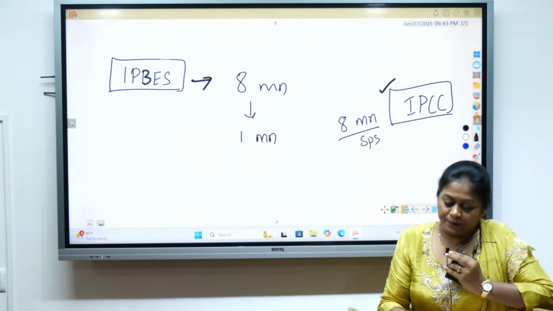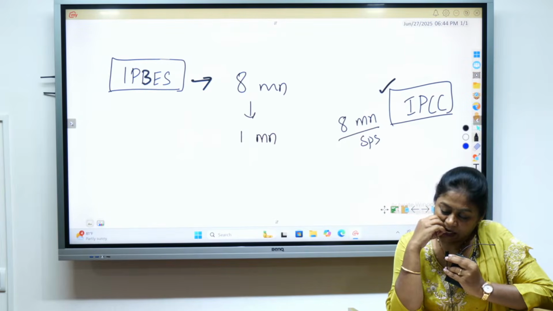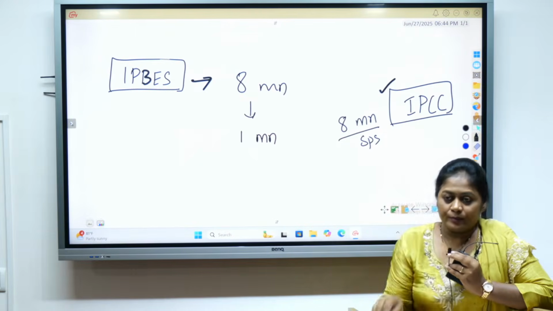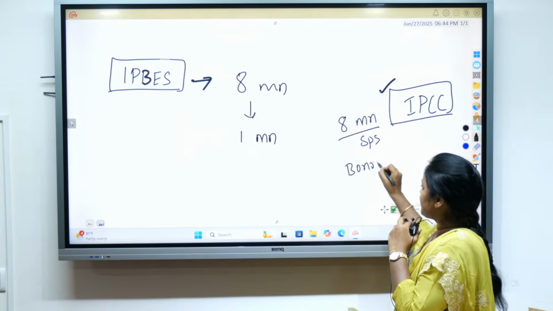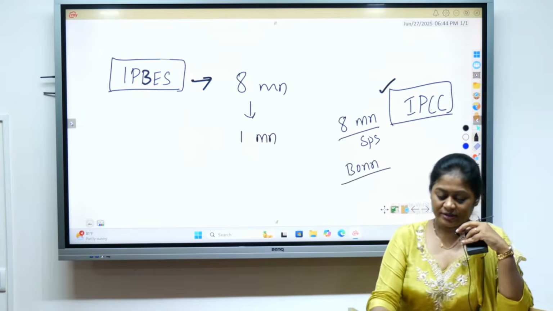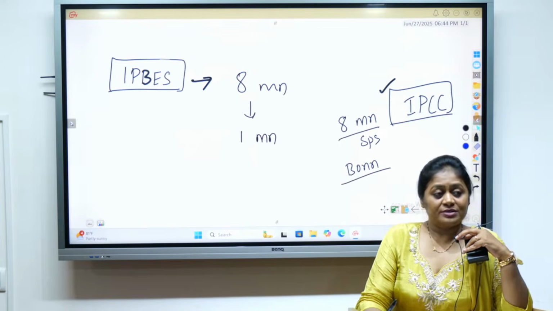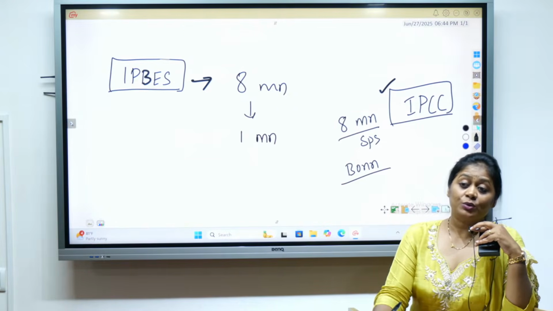Okay, note down some facts about IPBES. Its headquarters is in Bonn, Germany, which comprises 130 member countries.